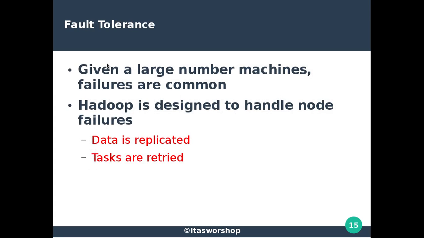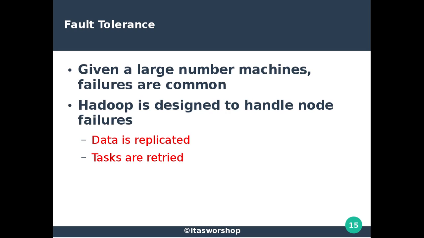Fault tolerance. If we have a large number of machines working together, then failures are common. Failures are not exceptional in Hadoop, but very common and expected. So Hadoop is designed in such a manner that it is supposed to handle failures very nicely. There are two processes which Hadoop takes. Data is replicated. If you don't want to lose your data, just copy it somewhere. That's the idea which Hadoop follows. It has a replication factor of 3 by default.